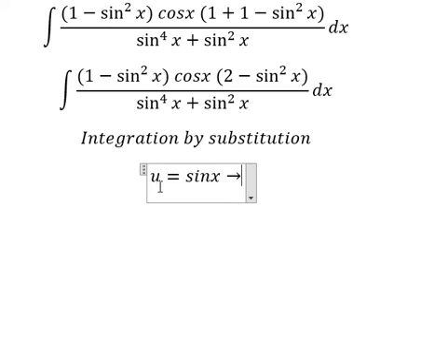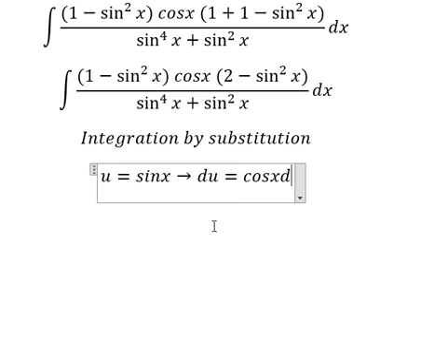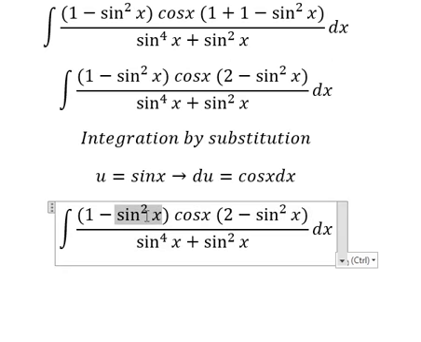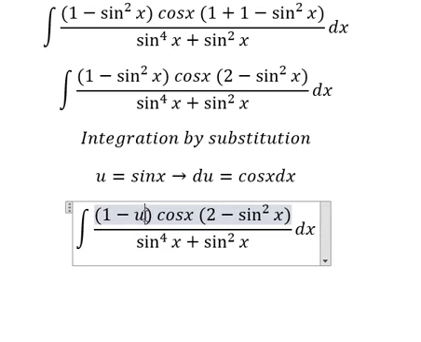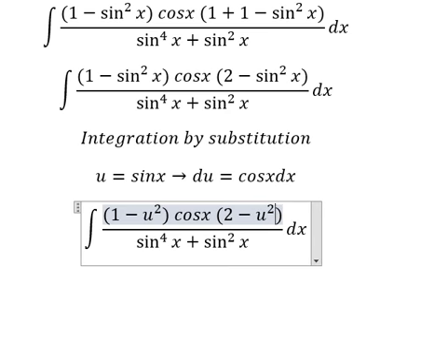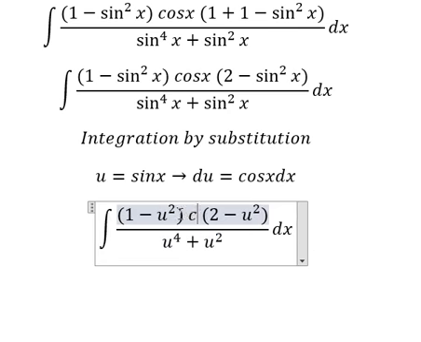After that, we first take the derivative of both sides, and we have cosine x dx. This one we change to u, and we have u squared. Similar for this one, and this one. Cosine x dx we change to du.